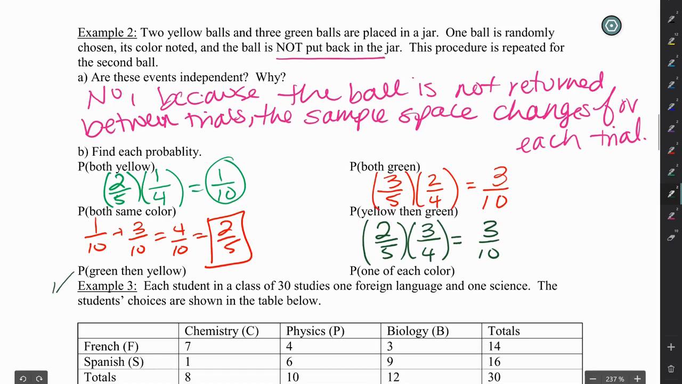Apparently, I forgot to leave myself space here. The probability of a green, then a yellow. Well, this is going to be the same probability again because switching the order of the numerators does not change the value once we multiply, because of the commutative property of multiplication. So this one is again 3/10. And then lastly, one of each color would be 3/10 plus 3/10, or we could do 3/10 times 2, which will give us 3/5.